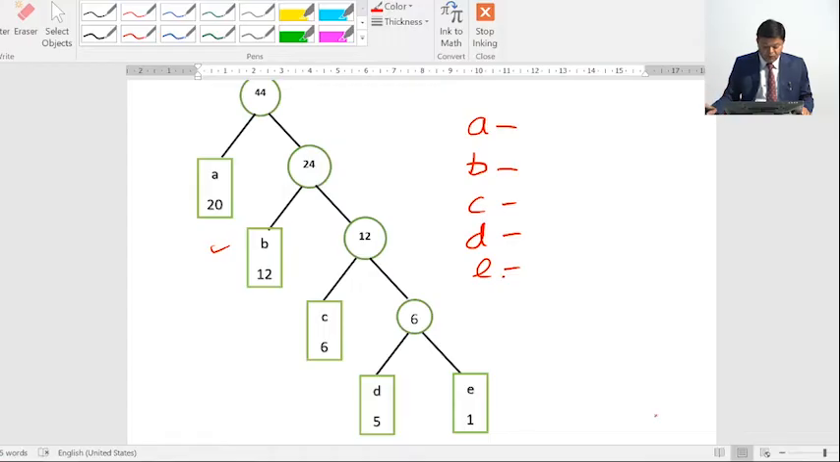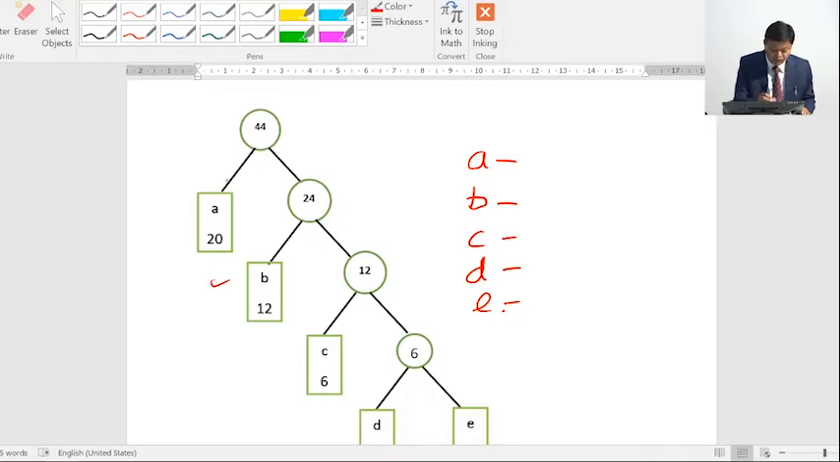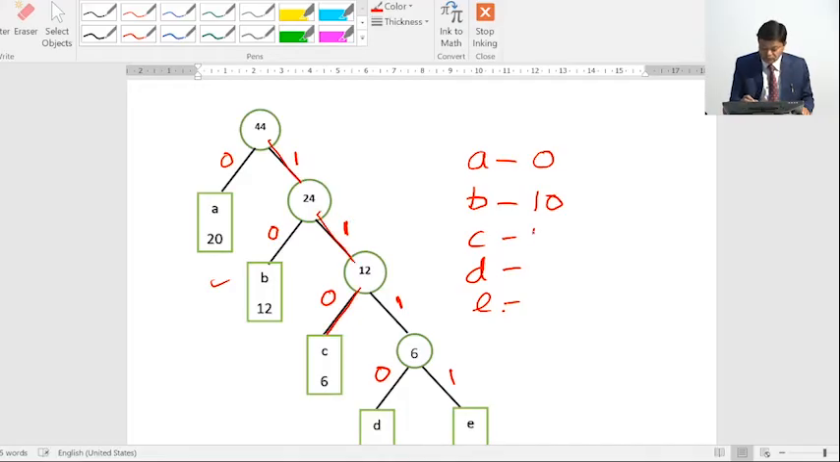Now, if we have to generate codes, we will be generating like this. We start from root, left is 0, right is 1, left is 0, right is 1, left is 0, right is 1, left is 0, right is 1. So, what is code for A? 0. What is code for B? 1, 0. What is code for C? 1, 1, 0. What is code for D? 1, 1, 1, 0. What is code for E? 1, 1, 1, 1.